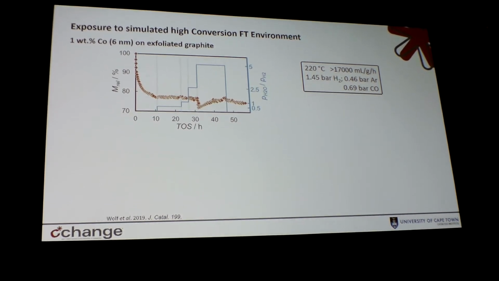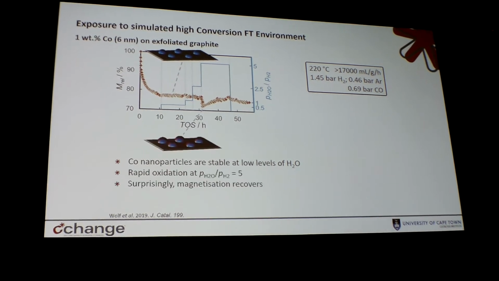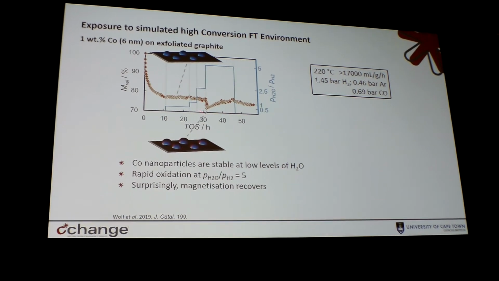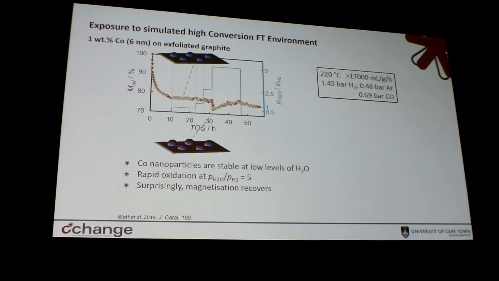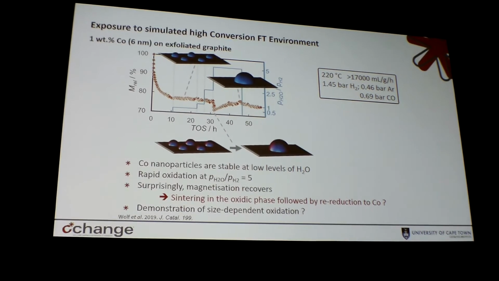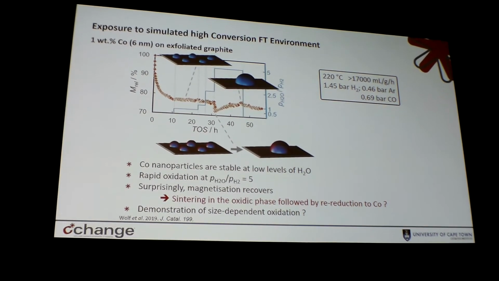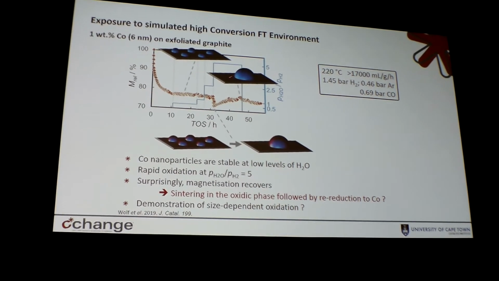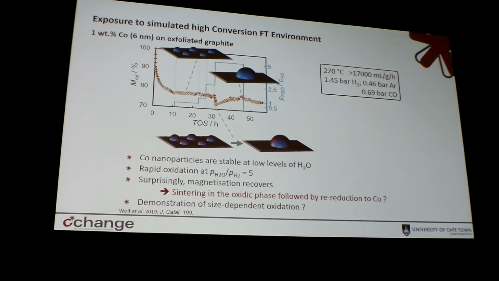But at some point you're seeing a demagnetization here. So there's an oxidation event, and it's stable to start with, but then you can see that demagnetization is going up again. So that's very, very strange, without us changing anything here. So could this mean that these small particles have indeed formed larger particles, which are then easier to reduce at reaction conditions and give you a large metal particle?